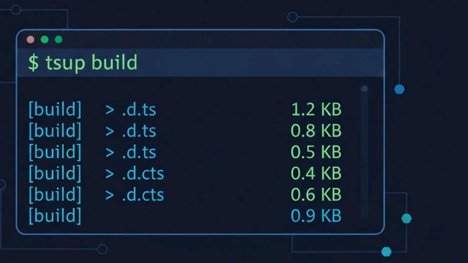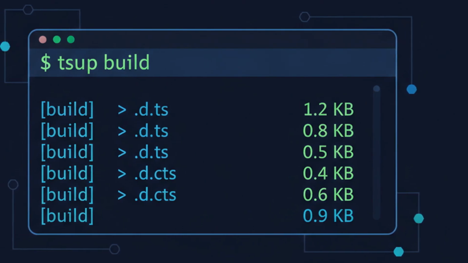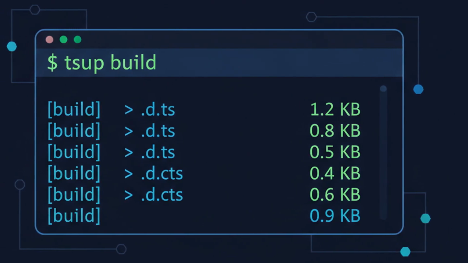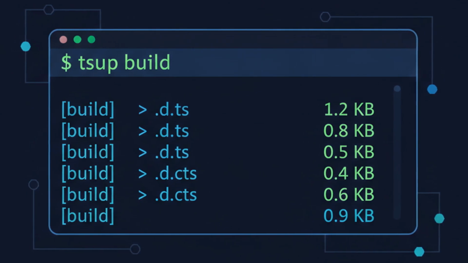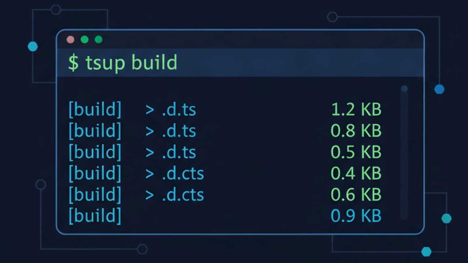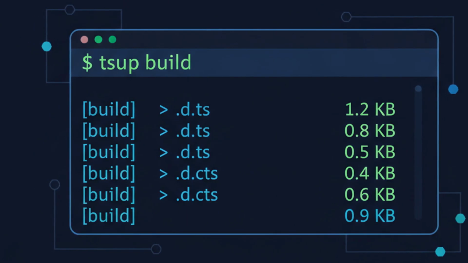You rarely write declaration files for your own code by hand. The compiler generates them. Set declaration to true in your tsconfig, and TypeScript emits a .d.ts next to every output file. Add declaration map for go to definition that jumps to your real source, not the generated types. Tools like tsup or the modern rollup plugin do this in one command.